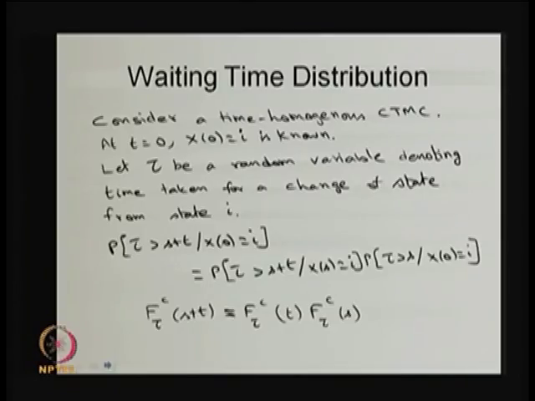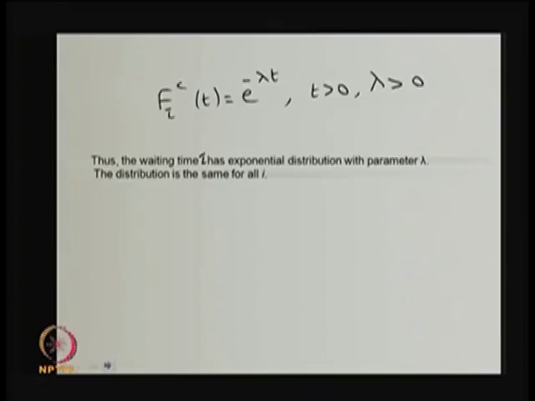In this derivation we have used the time homogeneous property, the total probability rule, as well as the Markov property. Therefore, the complement CDF ends up satisfying this equation. Now, we have to find out which distribution is going to satisfy this property.